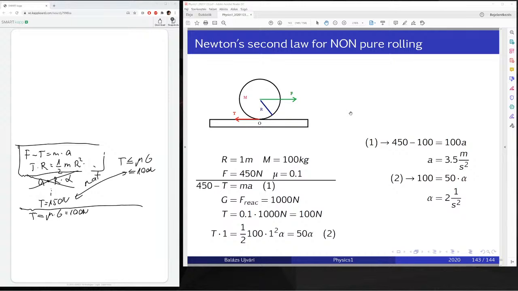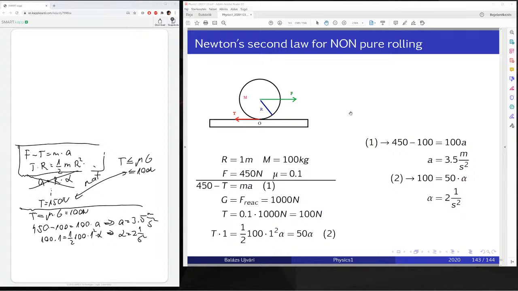Let's say the example on the slide, 450 minus 100 equals 100 times A. We can calculate directly the translational acceleration, and also 100 times 1 equals 1 over 2 times 100 times 1 squared times alpha, which is alpha equals 1 over s squared.